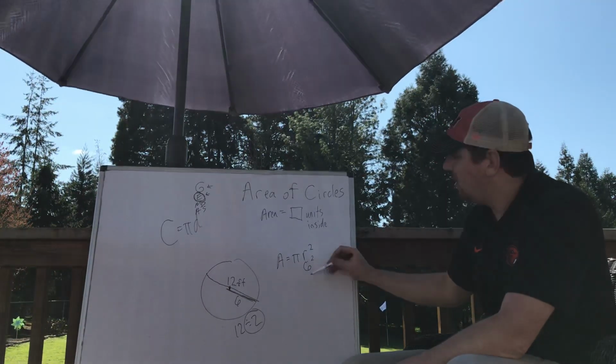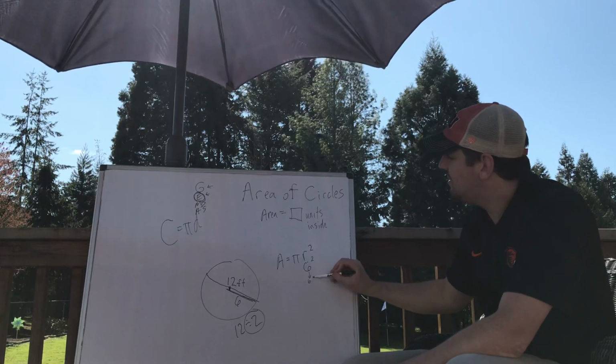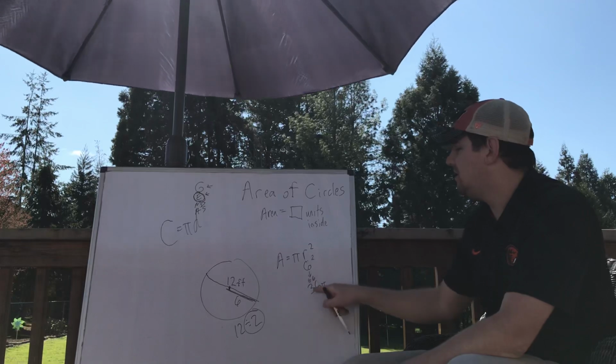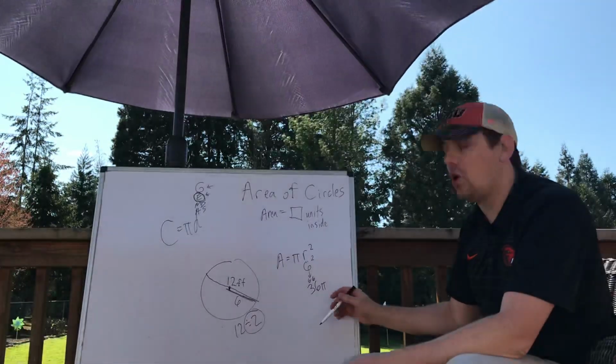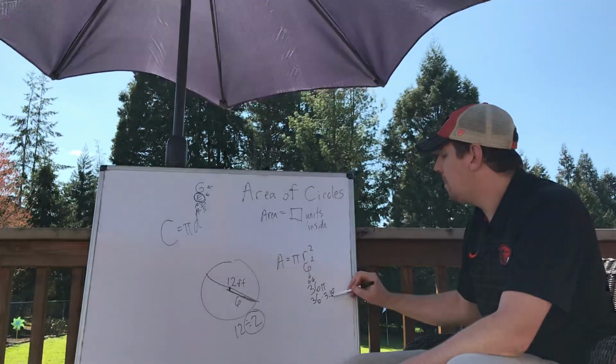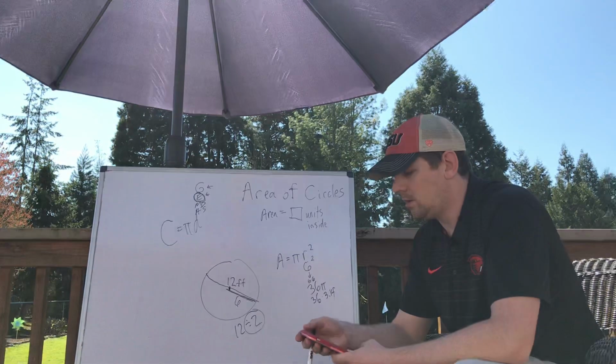6 squared. That does not mean 6 times 2. That means 6 times 6, which is 36. So your area is 36 pi. Or, if you actually times it by pi, this will take a lot quicker because now I have my phone with me. See, I'm prepared this time.